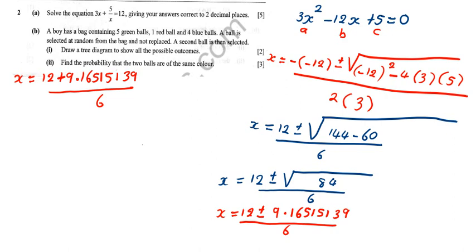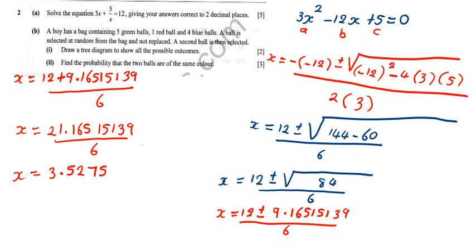So for the positive, you add 12 plus 9.165151, and we are getting 21.165151 over 6. So x is equal to 21.165151 divided by 6, and we are getting our answer to be 3.52752532.